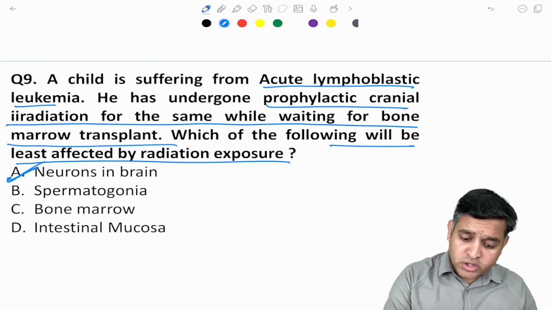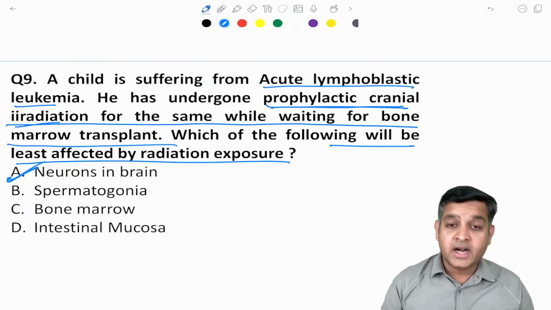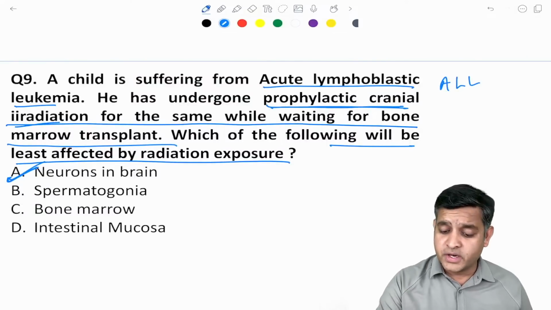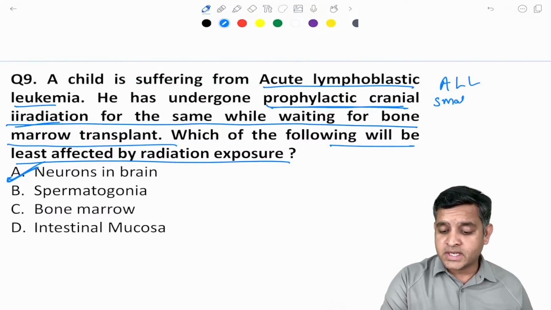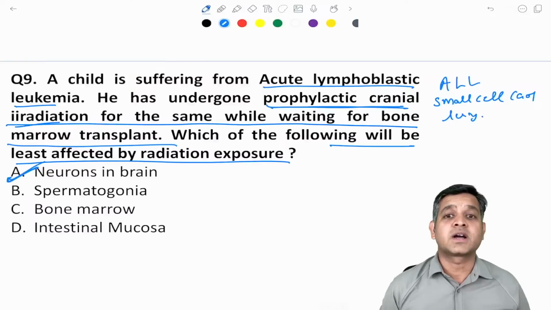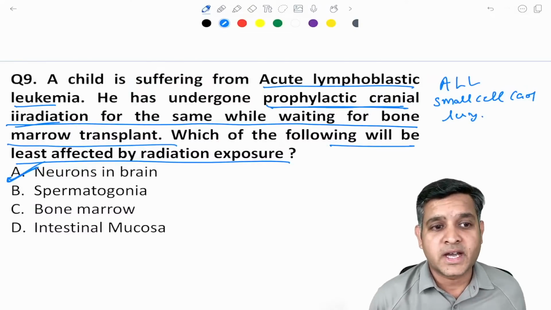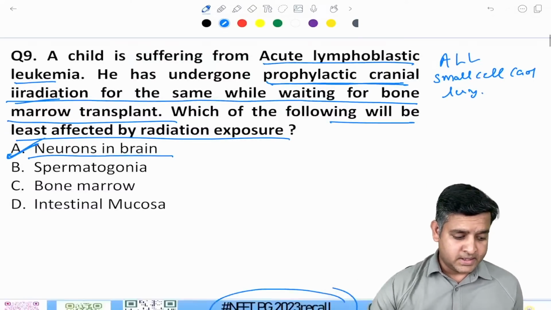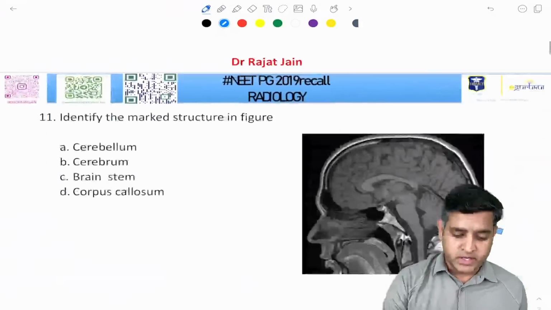Neurons. Now this also tells you prophylactic cranial radiation is done for ALL. Prophylactic cranial radiations are also done for small cell cancer of the lung. Okay, so neurons in the brain are least affected by the radiation exposure. Okay, 10th we have already done.